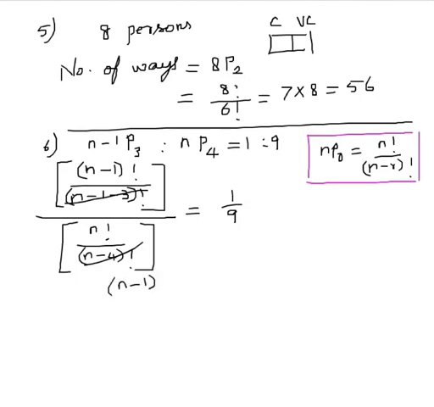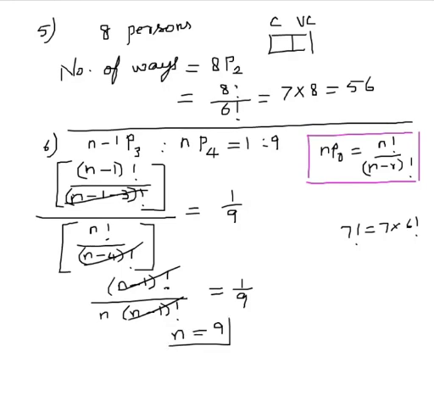The numerator has n minus 1 factorial. The denominator n factorial can be written as n times n minus 1 factorial, like we can write 7 factorial as 7 times 6 factorial, equal to 1/9, so that we can cancel these two. Therefore, n is equal to 9.